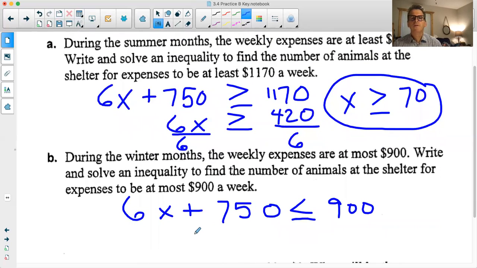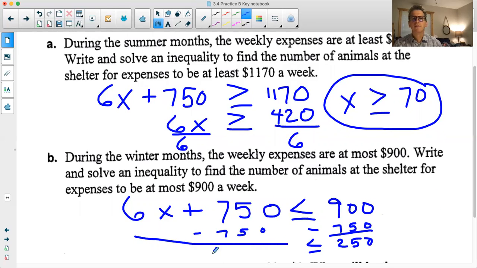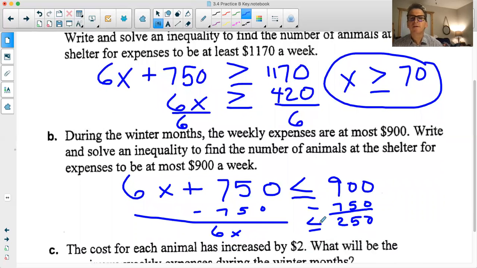Okay, so I'm going to subtract 750. And that puts you at $250, less than or equal to 6 times x. So 6 times x is less than or equal to 250. Dividing by 6, you get about 40 animals. Okay, 40 point whatever animals on there.